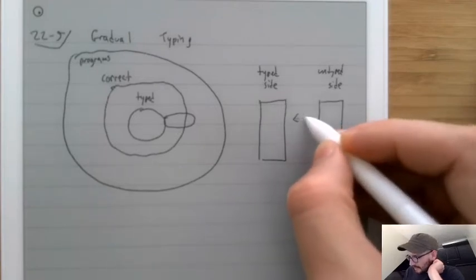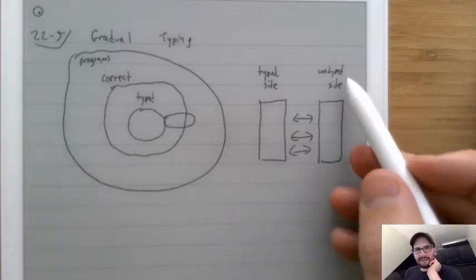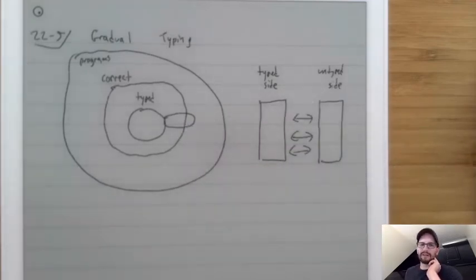And they communicate with each other. Now this untyped side, it might be correct or it might not be correct. We don't actually know, because we're not saying anything about whether it's correct or not, since it's hard to know. We'd have to use some other process for figuring that out.